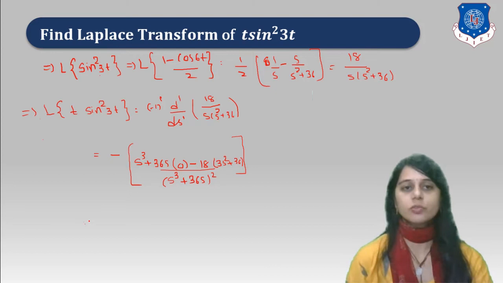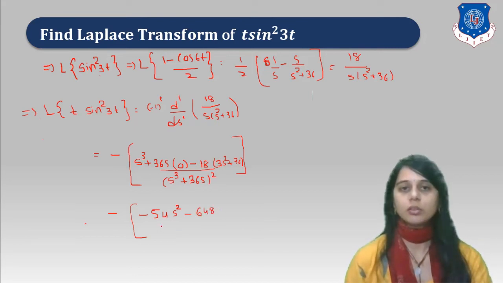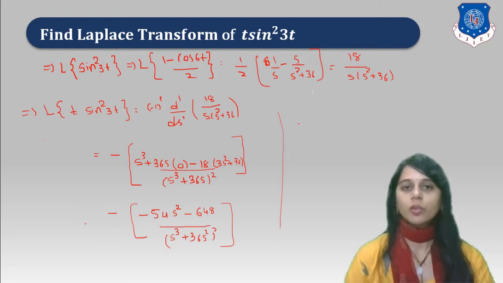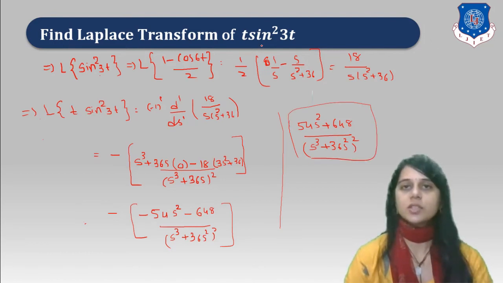Okay, solve this. Minus 54s square minus 648 upon s cube plus 36s whole square. Taking minus common, we get as an answer 54s square plus 648 upon s cube plus 36s whole square. This is your answer for t sine square theta.